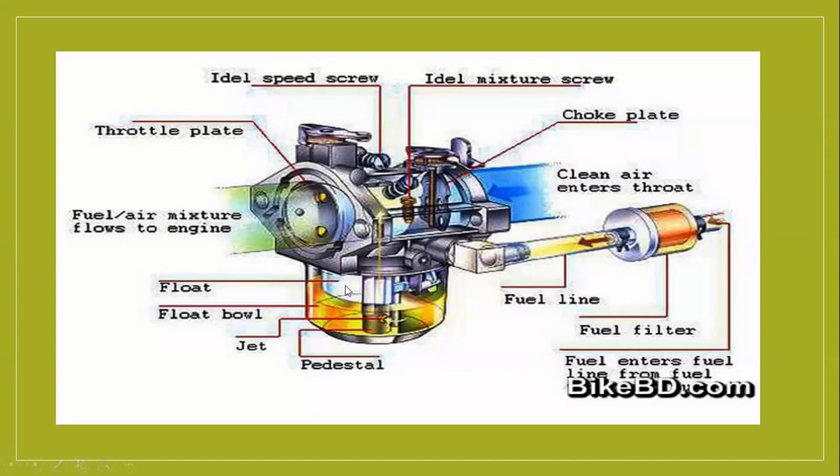Why is the float needed? Fuel always comes through this line and fills here. When the carburetor is full of fuel, the float will stop further fuel from coming in. When fuel is sucked by the jet, the float comes down, then fuel comes inside. Right. This is called the throttle valve. What is its purpose? It controls the fuel-air mixture flow to the engine.